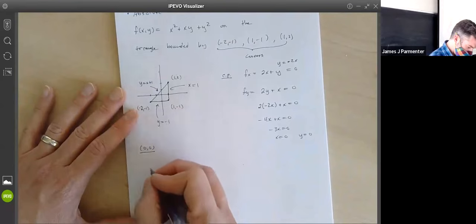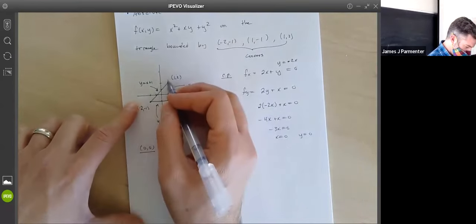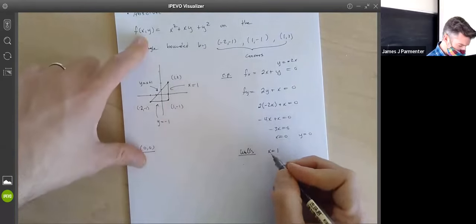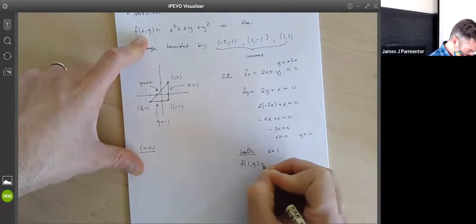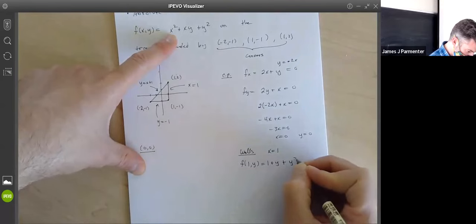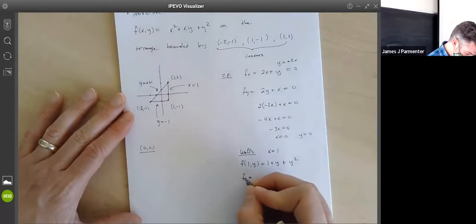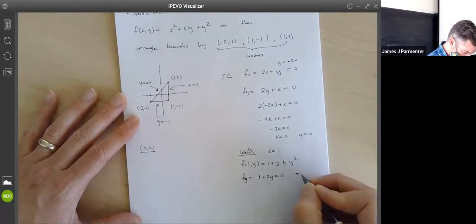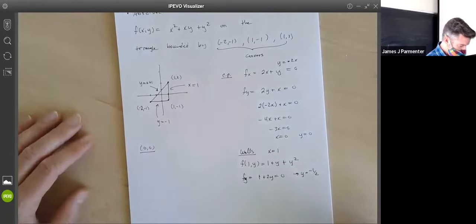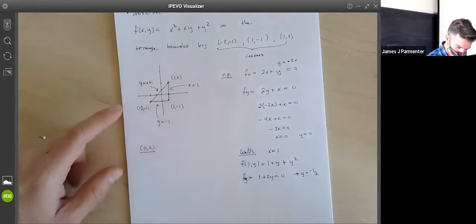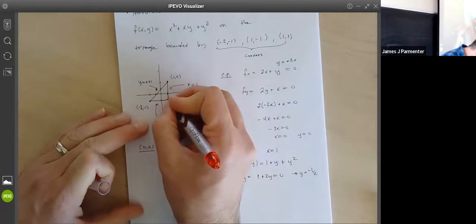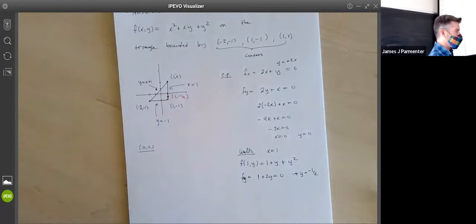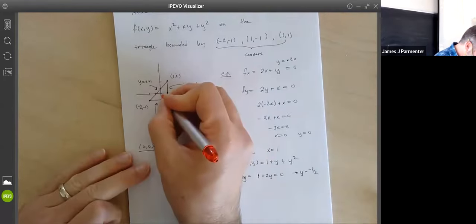And then let's find our walls. So along the wall x equal to 1, I'm just plugging in 1 for x. So f of 1 comma y is 1 plus y plus y squared. And then the partial derivative is 1 plus 2y equal to 0. So you're getting y equal to negative 1 half. So we have a point, x is 1 and y is negative 1 half, which is not the corner. So there's a point right there. You don't have to mark it on the graph, I just felt like it.